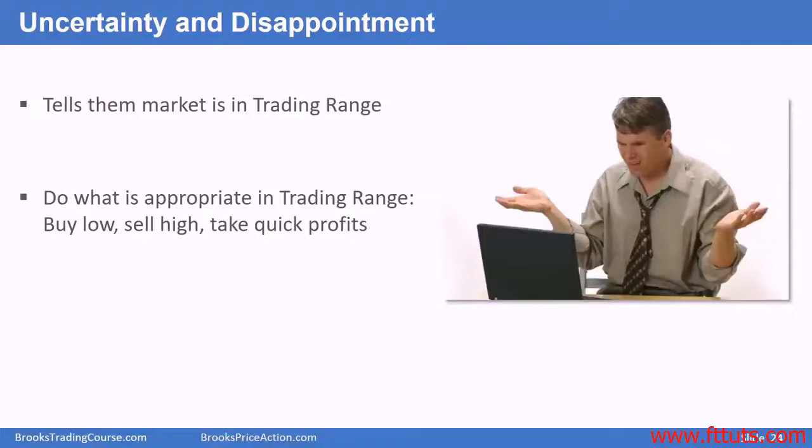Uncertainty and disappointment, if that's what you're feeling, that tells you that you believe the market is in a trading range. And in a trading range, you want to be buying low. You buy to buy back a short or to put on a long. You sell high to sell out of a long or to put on a short. And you take quick profits because you believe the market is not going to go very far.